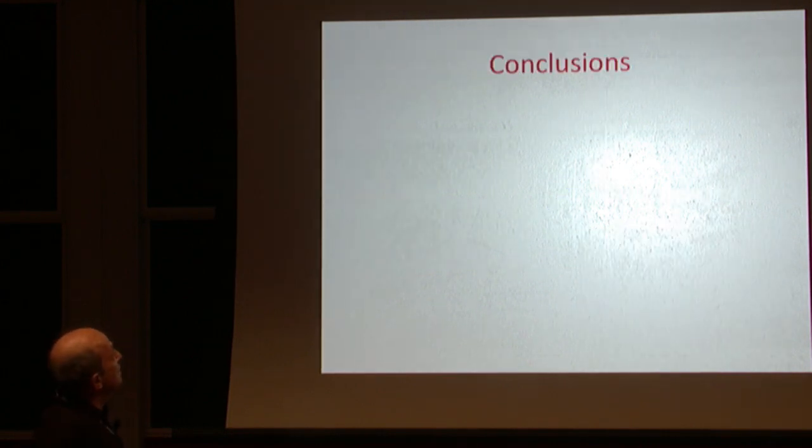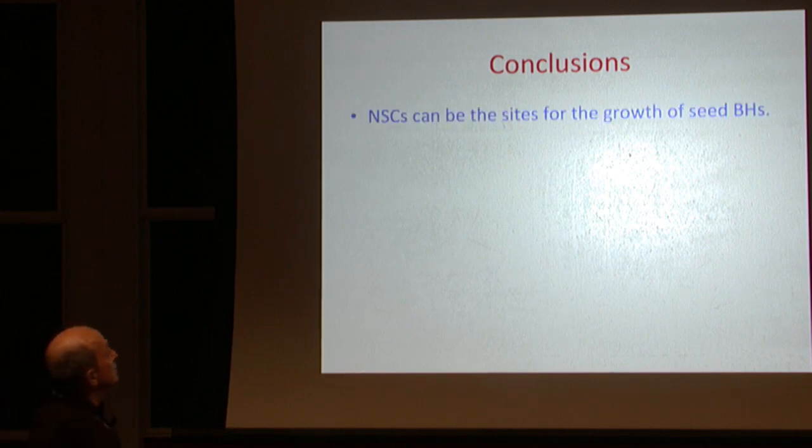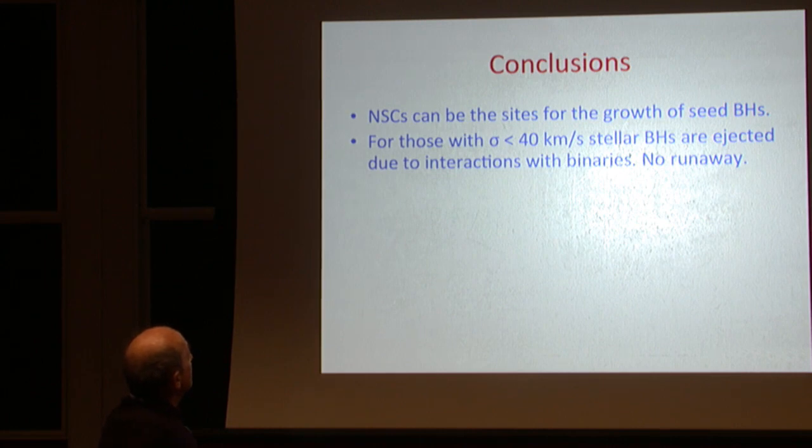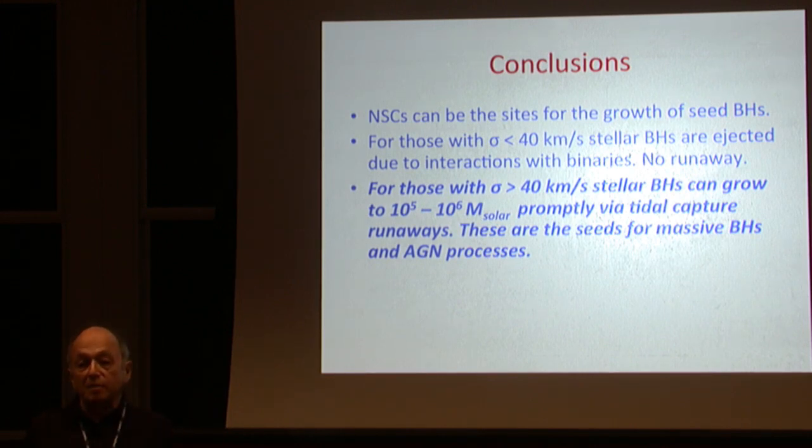growing by other means. So I'll just conclude, and then I've left lots of time so that there'll be questions. I think nuclear star clusters are likely the sites of the black holes, both in the cases when they do have them and when they don't have them, it works. For those below 40 kilometers per second, the black holes are ejected due to interactions with binaries, and there's no runaway. For those above 40 kilometers per second, the stellar mass black holes can grow to 10 to the 5 to 10 to the 6 promptly via tidal capture. And it looks like they can do it in a short enough time.